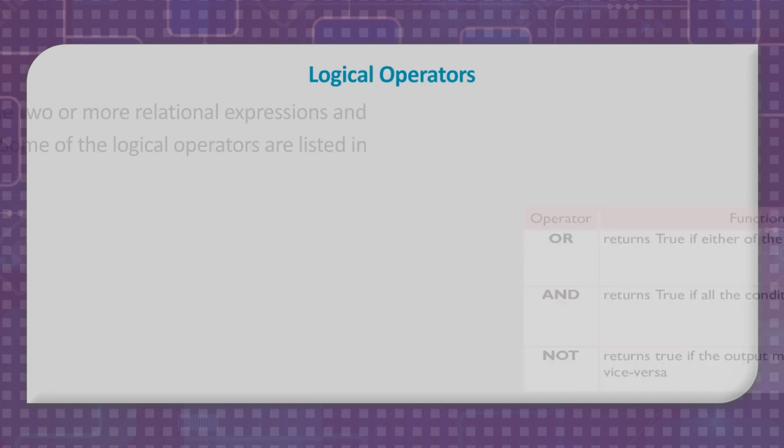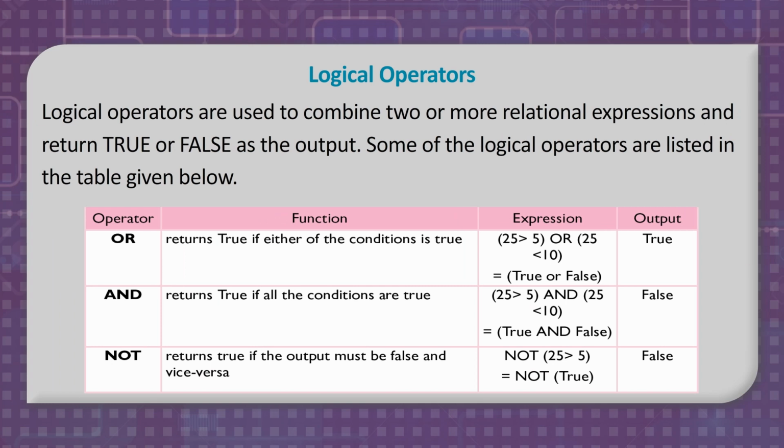Logical operators. Logical operators are used to combine two or more relational expressions and return true or false as the output. Some of the logical operators are listed in the table given below. Operator, function, expression, output. Or returns true if either of the conditions is true. And returns true if all the conditions are true. Not returns false if the output is true and vice versa.